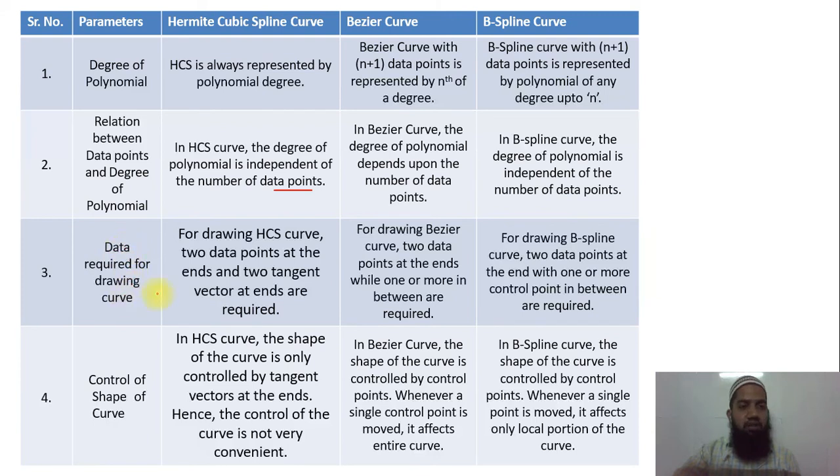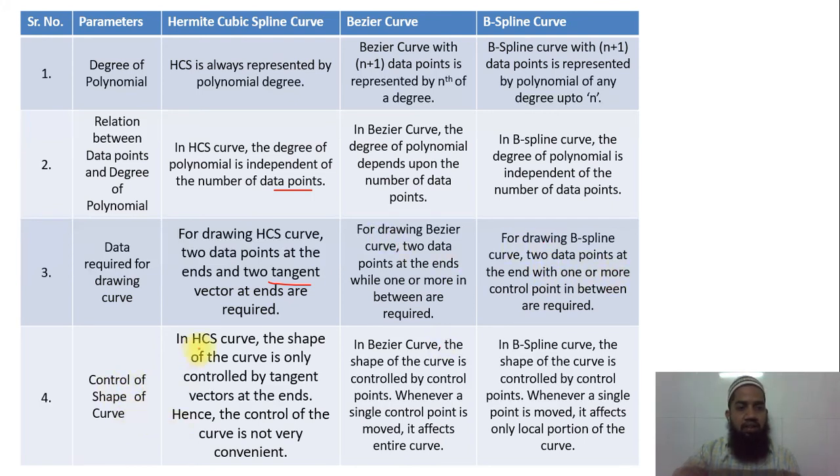Data required for drawing the curve: in the Hermite cubic spline curve, the two data points at the ends and the two tangent vectors are required, as we already know. For drawing Bezier curves, tangent vectors are not required. All data points at the ends, while one or more in between, are required. For drawing B-spline curves, data points are required as in a Bezier curve.